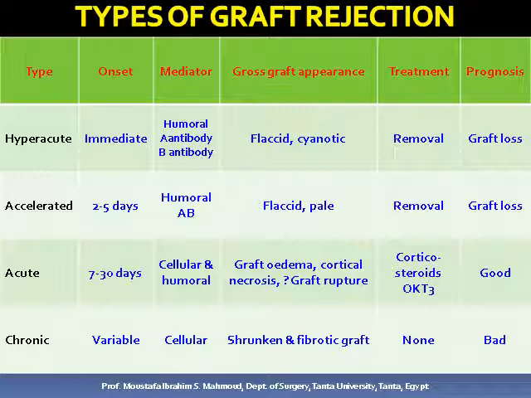Chronic rejection: the onset is variable. The mediator is cellular. The gross graft appearance is a shrunken and fibrotic graft. Treatment: no way to treat. The prognosis is bad.